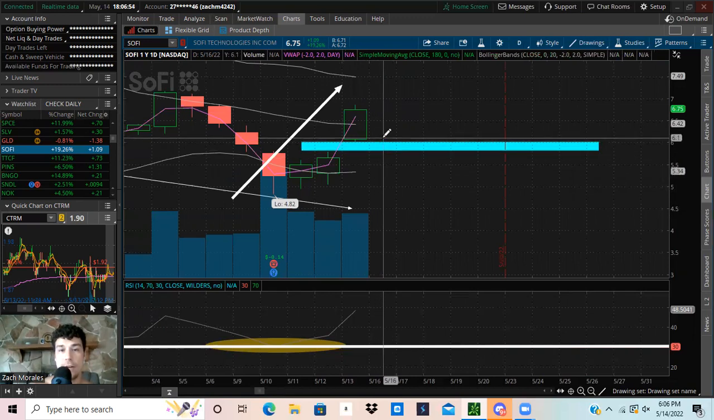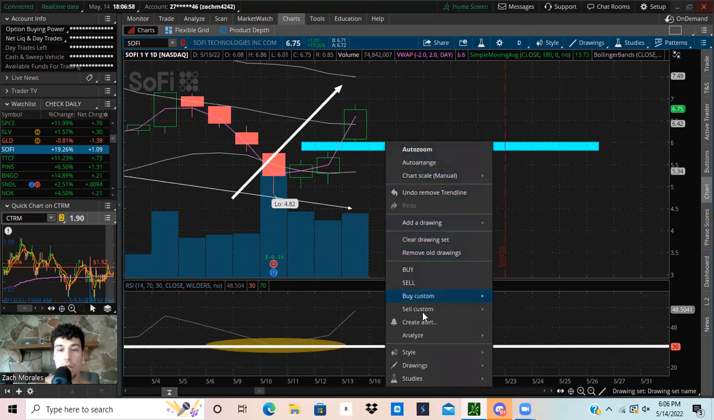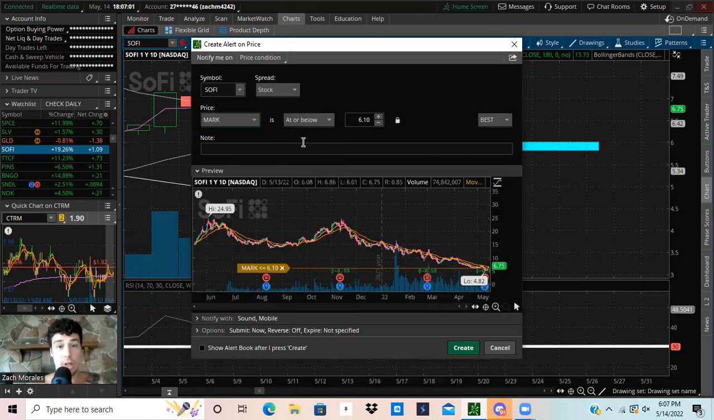Set an alert right here, right around 6.09. You'd right-click, go here, create alert, and hit at or below. So now you're going to get an alert anytime this thing goes at or below $6.10, and you're going to put "gap to fill." So now you know that, hey, this alert went off.